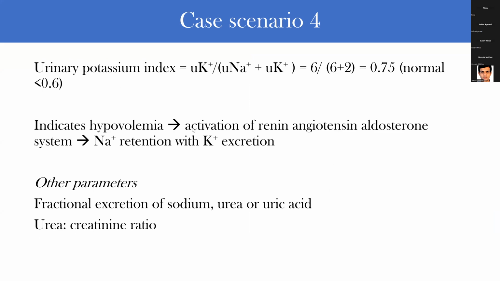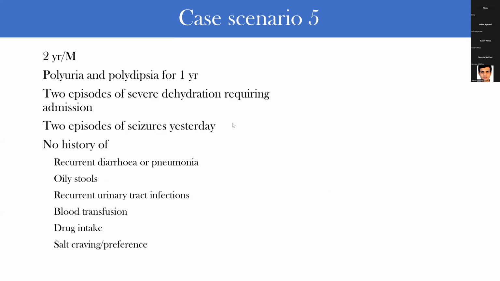So this means when there is hypovolemia, with activation of the renin-angiotensin-aldosterone system, there is sodium retention with potassium excretion. So as you can see in the formula, with sodium retention and potassium excretion, this ratio becomes high, when the normal is less than 0.6. So this indicates activation of the renin-angiotensin-aldosterone system secondary to hypovolemia. Also, other parameters which can be used are fractional excretion of sodium, urea, uric acid, and urea creatinine ratio. All of these you will be able to understand from standard textbooks.